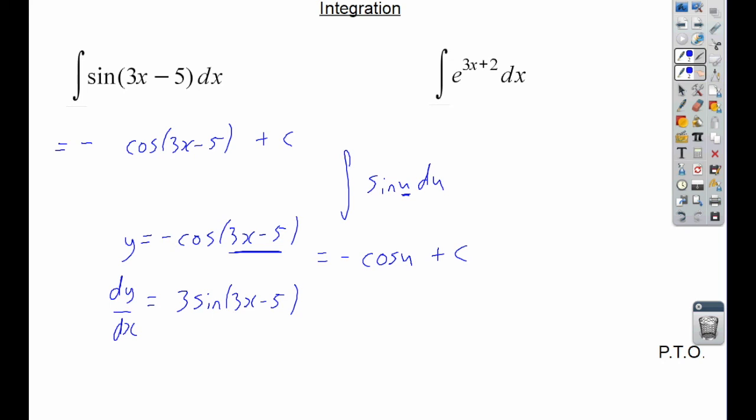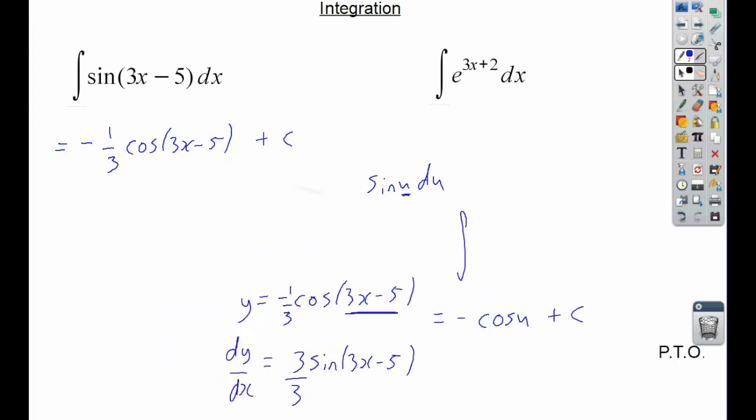And of course that's not what the question is. Our question is just sine(3x − 5). So what do we do? We just multiply our answer by a third. The reason we multiply it by a third is because if we just divide the x by 3, we'll need to change y by having that as a third at the front, okay? And so therefore, in order to get our required result of sine(3x − 5), we have 1/3 here as our coefficient. So our answer should be negative 1/3 cosine(3x − 5) plus c. Okay. Alright, let's just get rid of that.